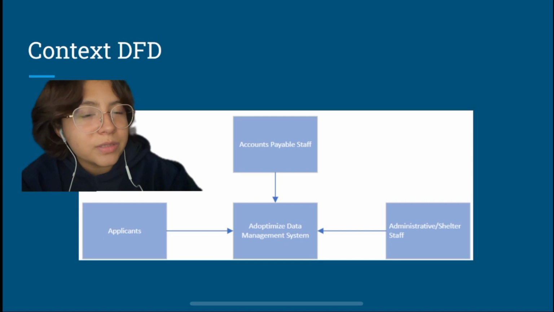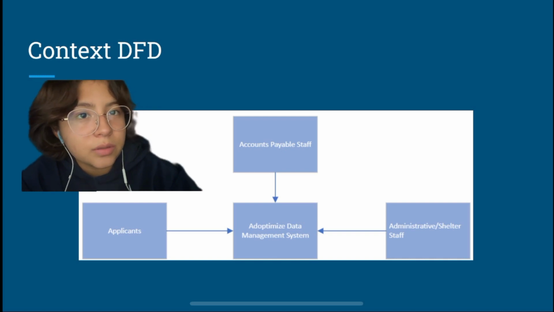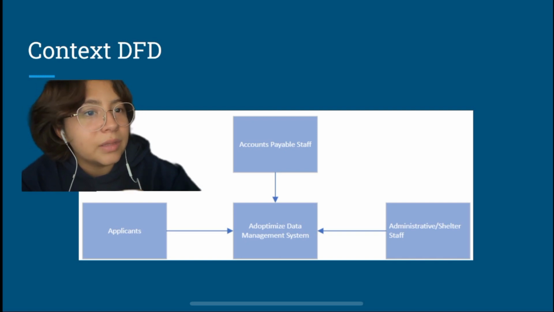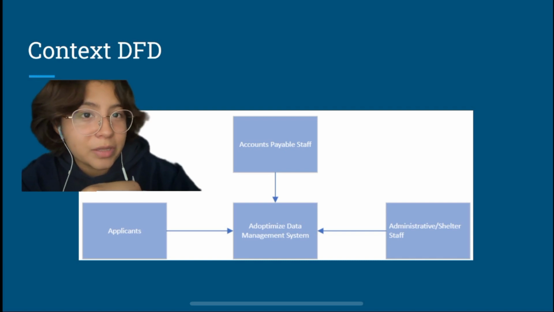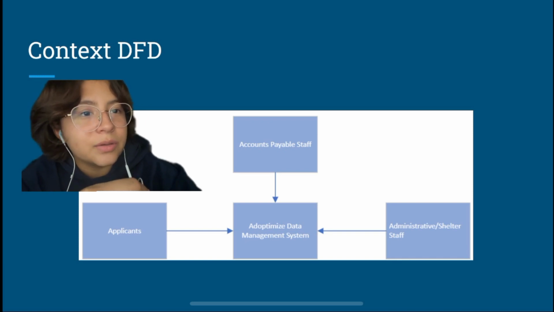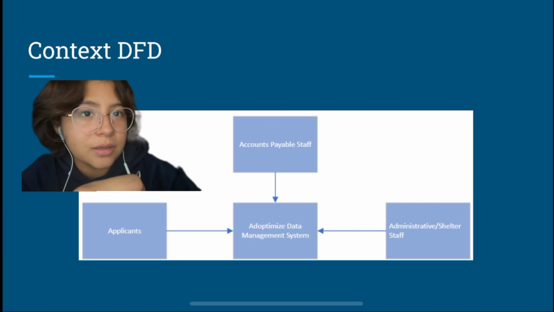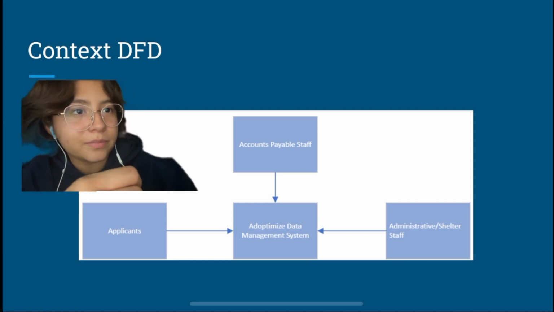Our accounts payable staff, which will be handling all of our invoices and payments that are made to Paws Patrol and anything that needs to be paid out. And then obviously we have to have people that are going to be using the application in-house. So we have our administrative and shelter staff interacting with the system as well.